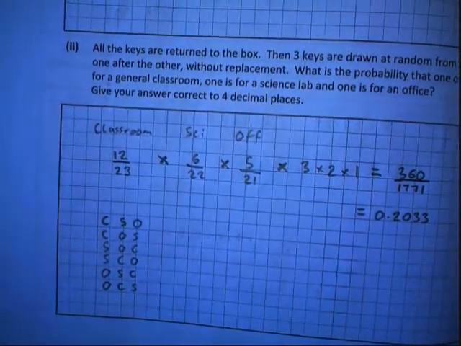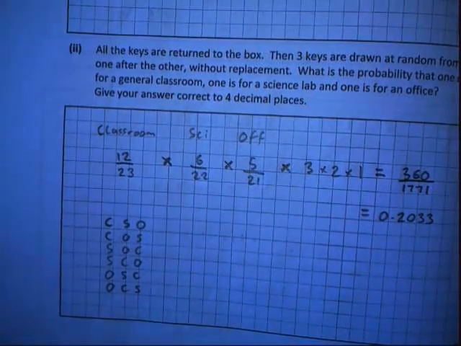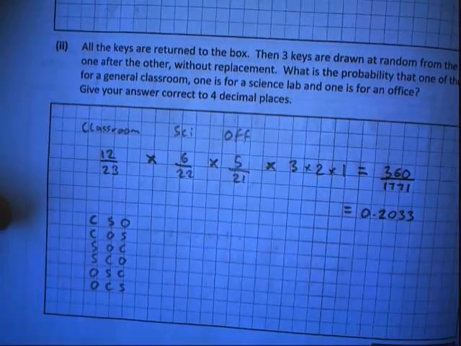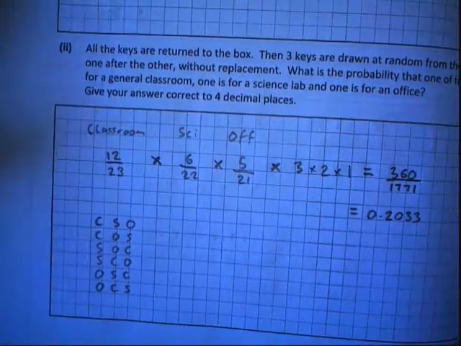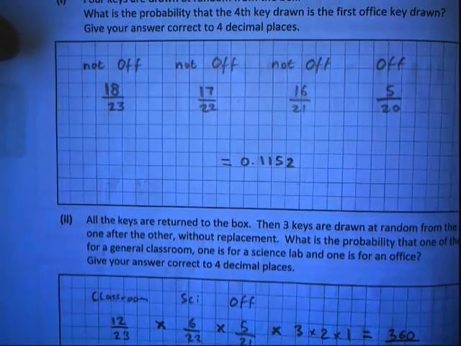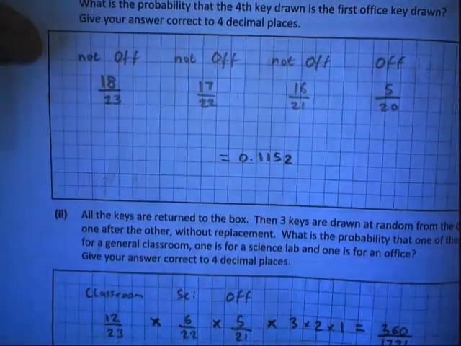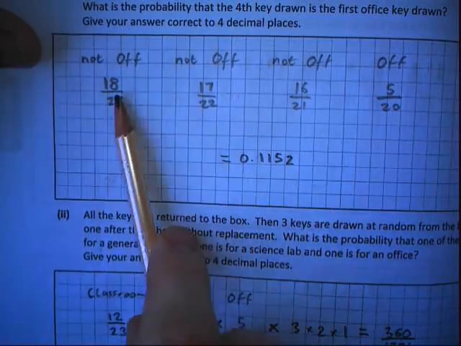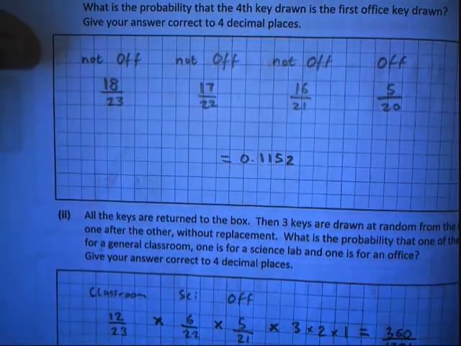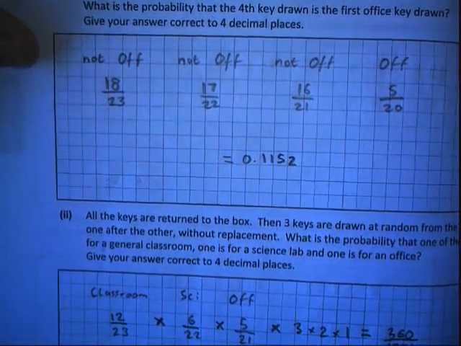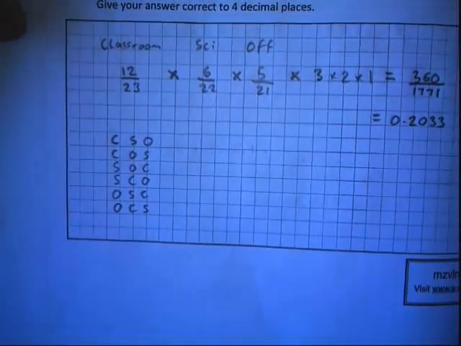Right, all the keys are returned to the box, then 3 keys are drawn at random from the box, one after the other, and it says without replacement. Now, just up here, I've assumed that the keys aren't being replaced each time, but in the marking scheme it says if you assume that they are replaced each time, then you'd be fine. So if you kept this at like 18, 18, 18, you'd be alright. Which is generous, I think. But yeah, right. So down here.